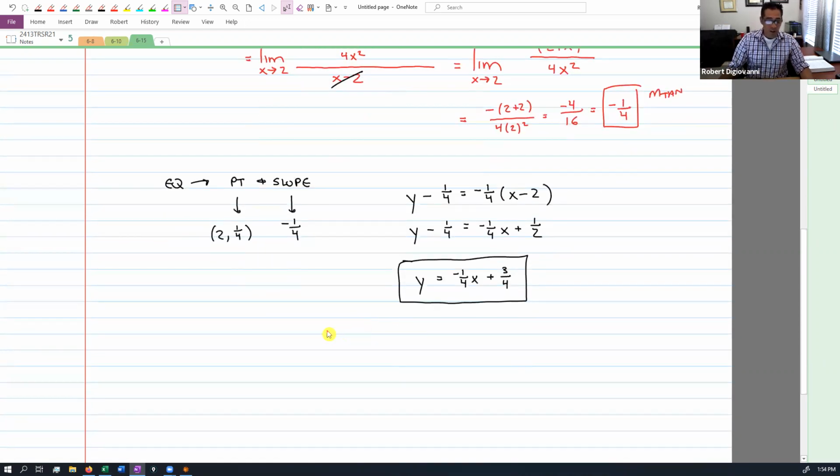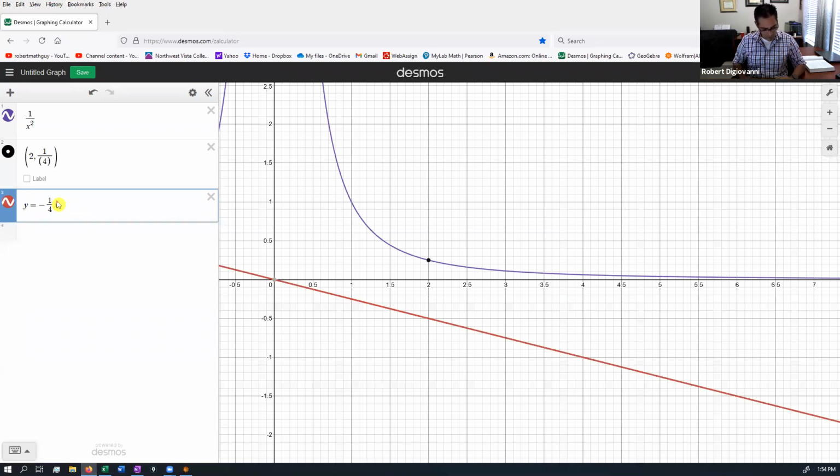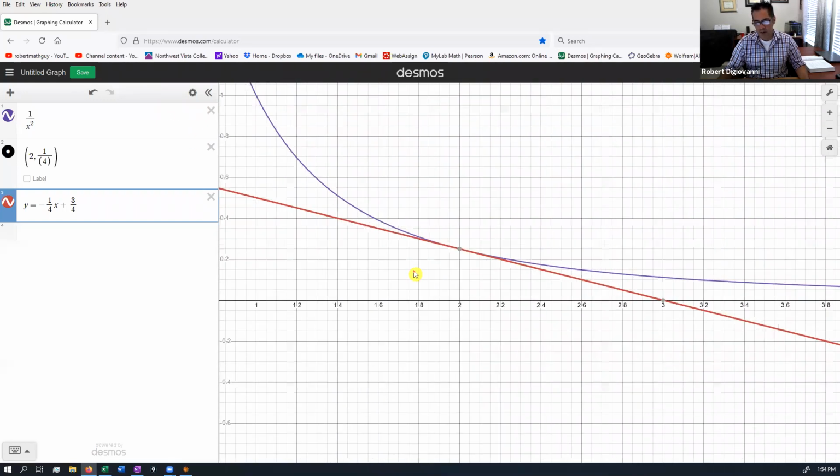All right, we should be able to check this answer, because I should be able to go here and graph that line now. So y equals negative 1/4 x plus 3/4. Yep. I think we got it. Would you agree? We got it.